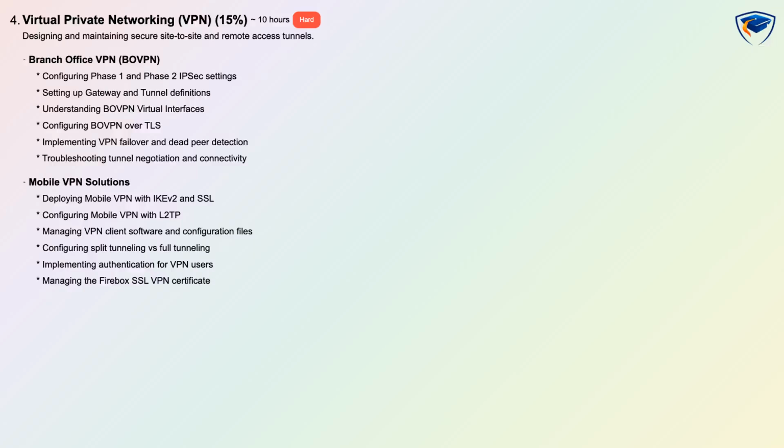Virtual private networking, also 15%, is rated hard and estimated at 10 hours with scenario-based assessment. This domain covers branch office VPN configuration including Phase 1 and Phase 2 IPsec settings, gateway and tunnel definitions, BOVPN virtual interfaces, BOVPN over TLS, failover and dead peer detection, and tunnel negotiation troubleshooting.